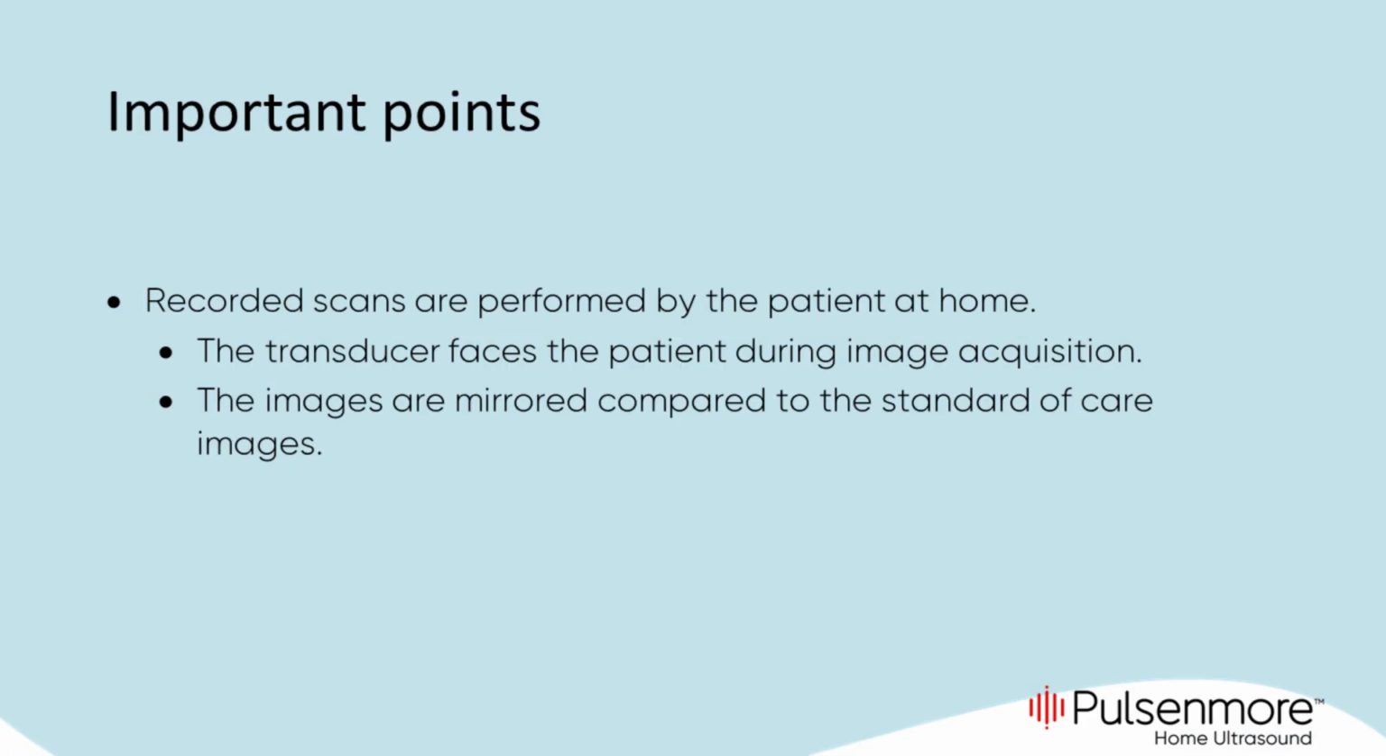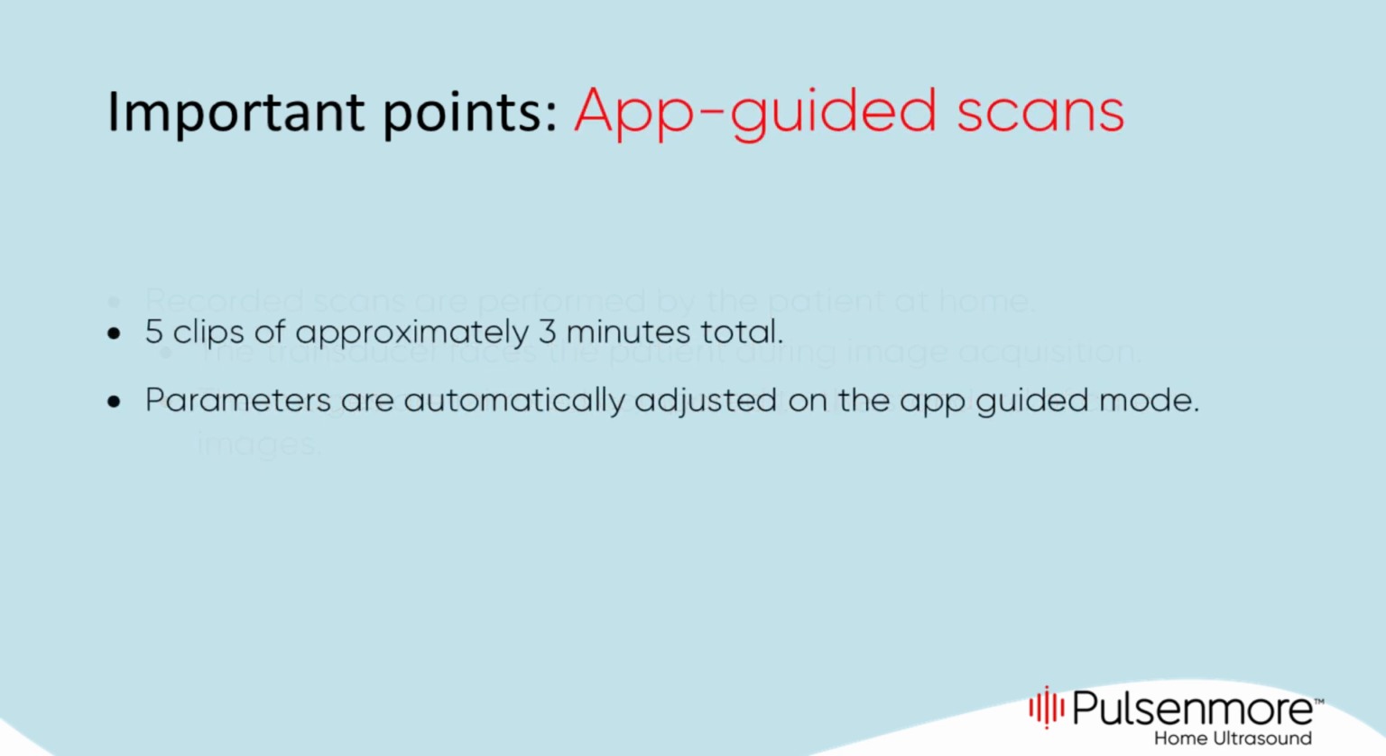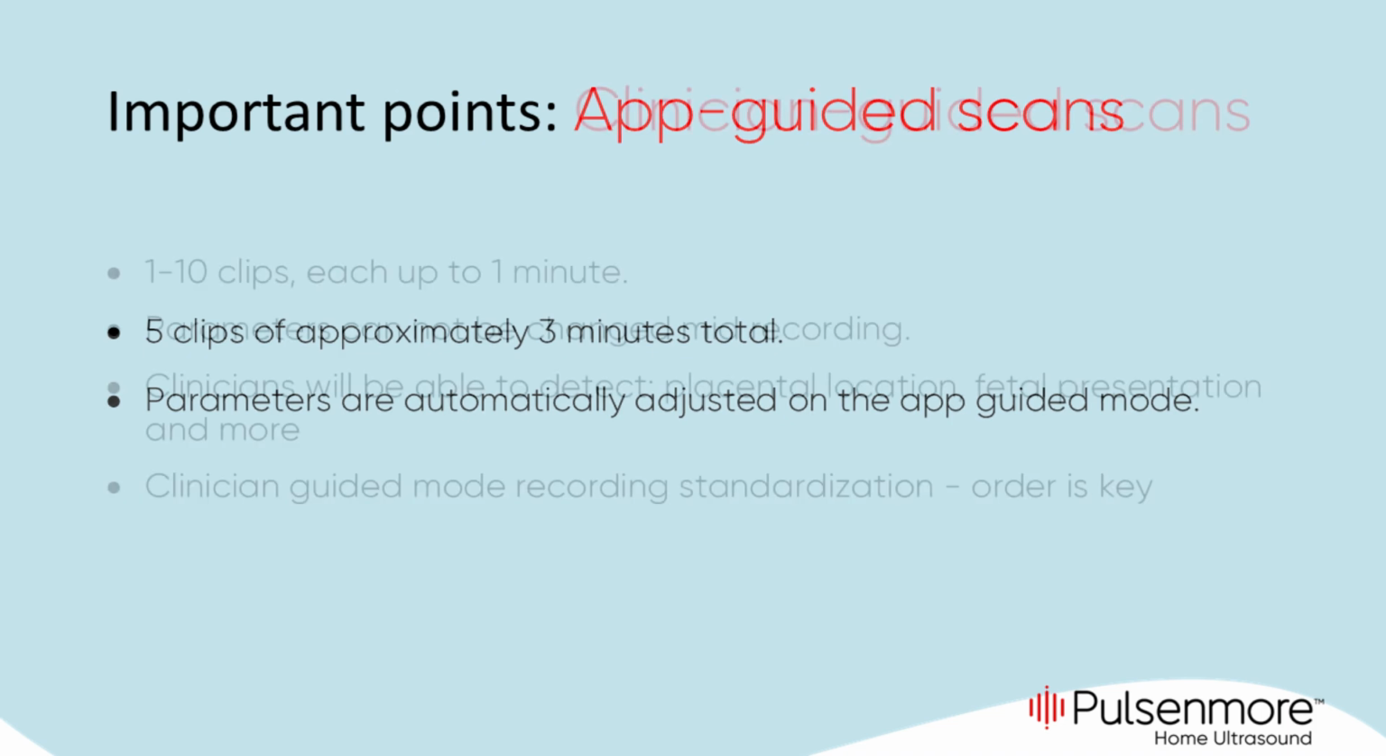Recorded scans are performed by patients at home. During image acquisition, the transducer generally faces the patient, so the images will appear mirrored compared to standard clinical ultrasound images. App-guided scans typically include 5 clips, totaling approximately 3 minutes of recorded time. Imaging parameters are automatically preset according to the patient's gestational age.